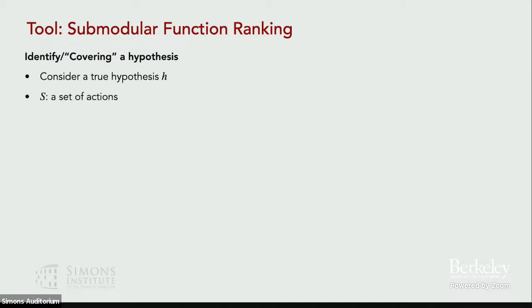To create the greedy objective for constructing the action sequence, we will be using a tool called submodular function ranking. Again, this will use the intuition that I talked about as a subroutine. The goal of submodular function ranking is to identify or cover a hypothesis. At each time step, we will consider a true hypothesis H. I'm going to use the capital letter S to denote the set of actions that we have performed so far. And I have a threshold for when to say that I've collected enough KL divergence to rule out a hypothesis.